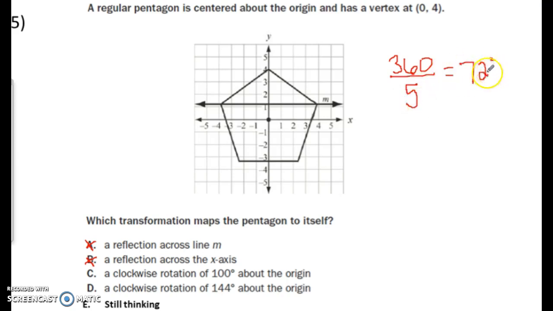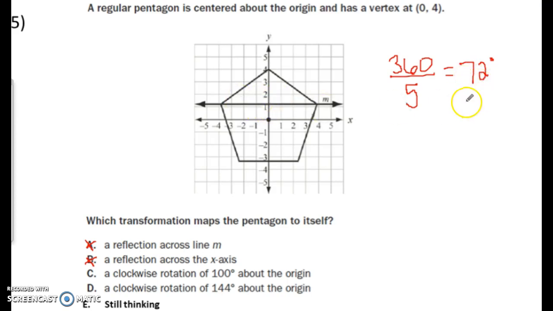So this shape has rotational symmetry every 72 degrees. If you rotate it 72 degrees, it would map back onto itself. If you rotated it 72 degrees again, it would map back onto itself, and so on and so on. You can keep rotating this every 72 degrees, and it'll map back onto itself.